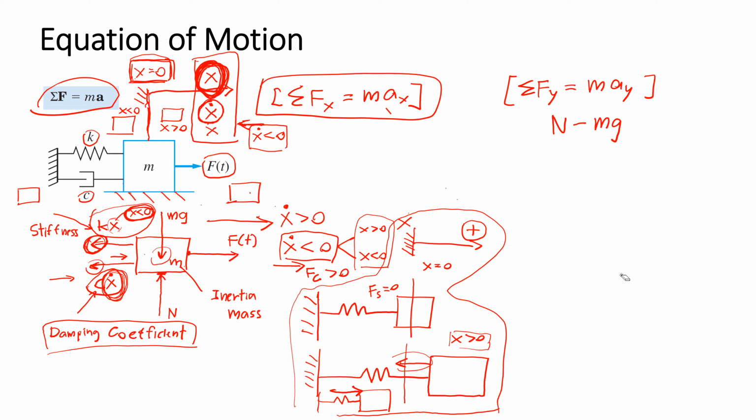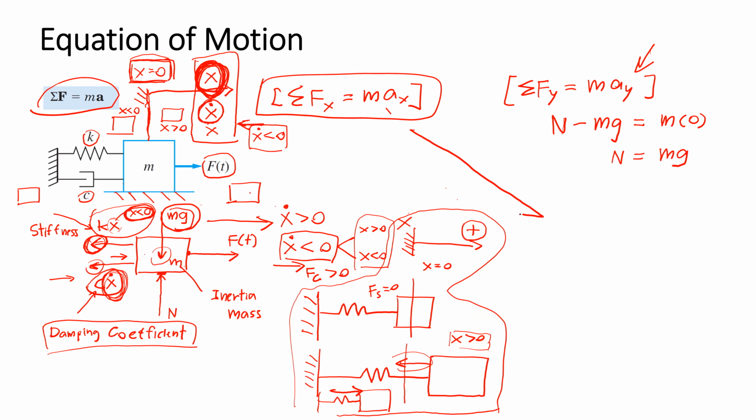Okay. Let me see. For the vertical direction, summation Fy is equal to m ay. The normal force in the upward direction is positive y, but the mg is in the negative y direction, and the sum is equal to the mass multiplied by the acceleration in y direction. But we know that the box is on the floor and has 0 acceleration in the y direction. So we have one relationship: the normal force is equal to mg.